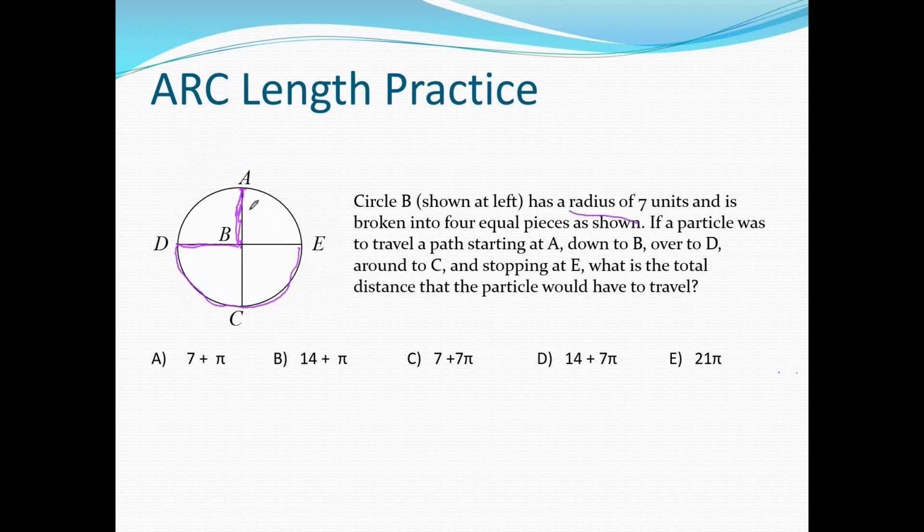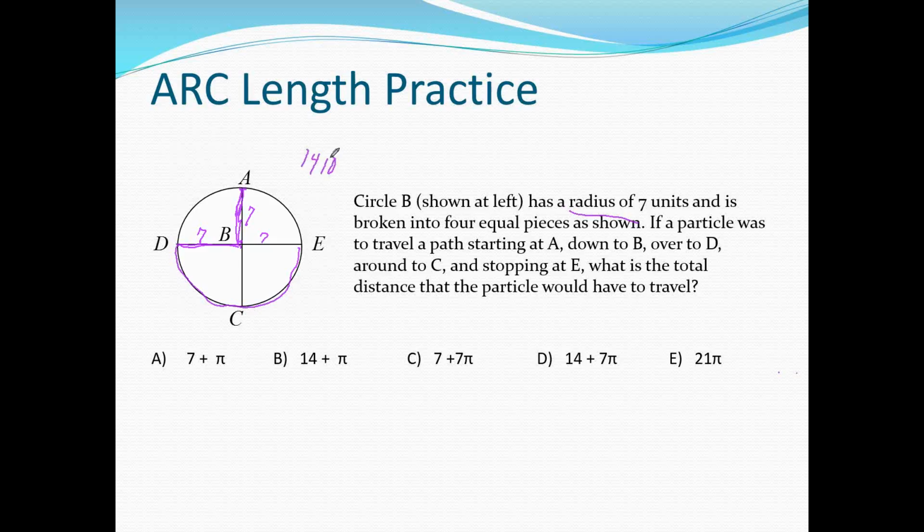So I know that this radius is 7 here. I know that that radius is 7, right? I know that my diameter would be 14 because it would be 2 of these. So what would my circumference be? If my diameter is 14, what is my circumference? Okay, it's 14 pi, right?